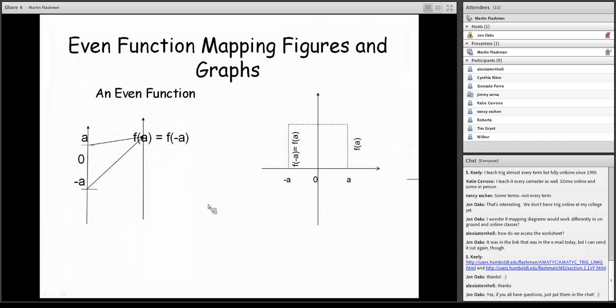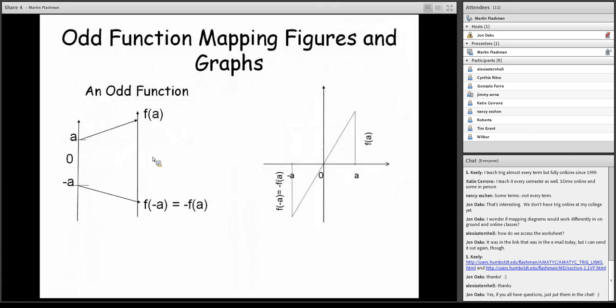Here's the correspondence between the mapping diagram and the graph. So the usual mapping diagram visualization, not so usual, new to you, compares to this graphical visualization. So the value at a and minus a are the same. That means they're going to be symmetrically located with respect to the y-axis on the graph. A nice feature for the graph, a nice feature for the mapping diagram as well.